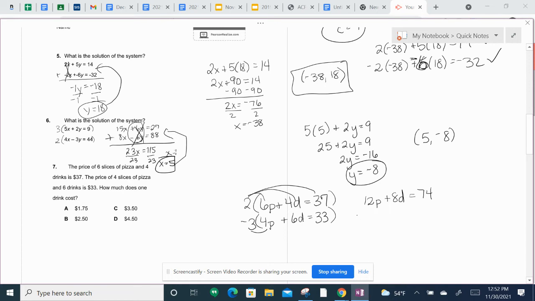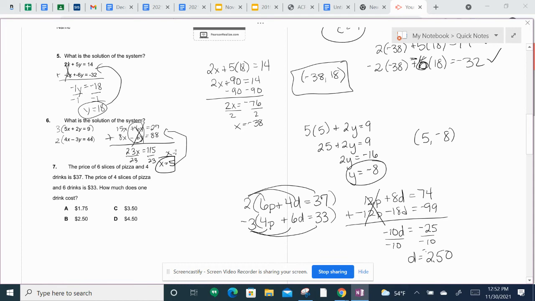Down below, I get -12p. There are my opposites. -18d and -99. Since I now have opposites, I'm ready to add to eliminate. My p cancels and I'm left with -10d is equal to -25. Dividing by -10, I get d is equal to 2.5.